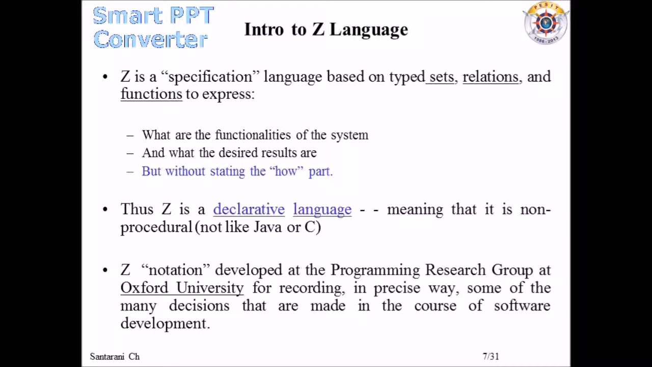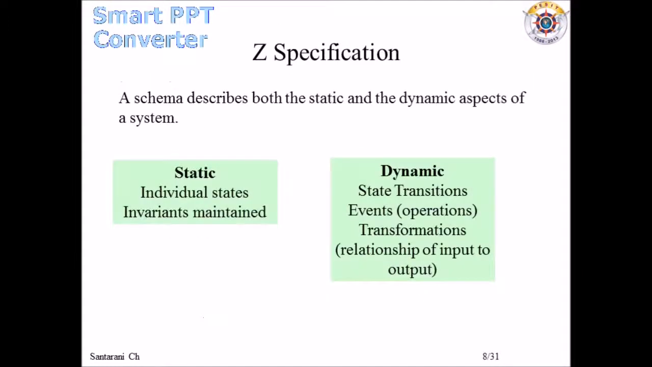The Z notation was developed at the Programming Research Group at Oxford University for recording in a precise way some of the decisions that are made in the course of software development. One of the singular features of a Z specification is a schema. So what is a schema?